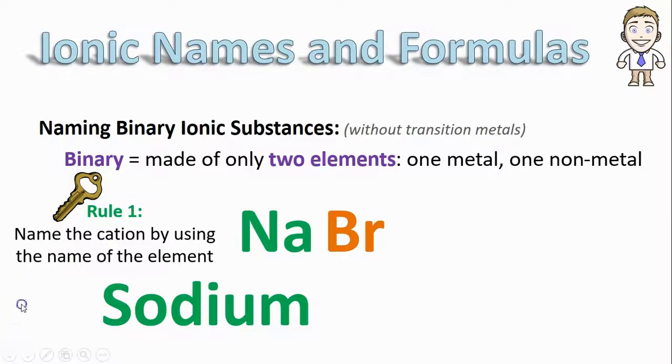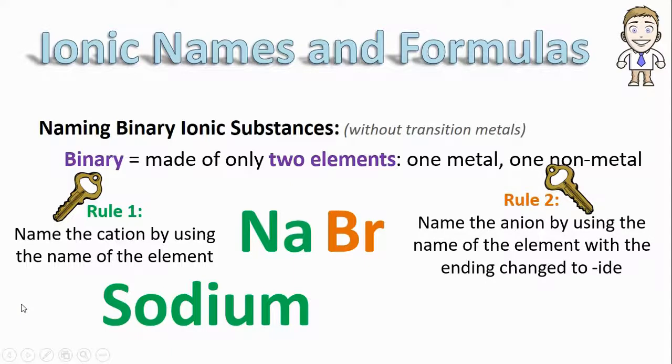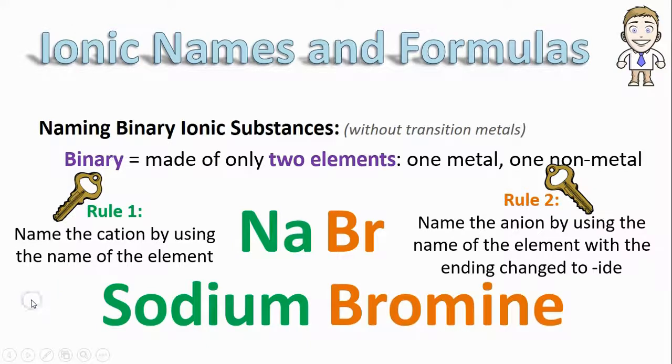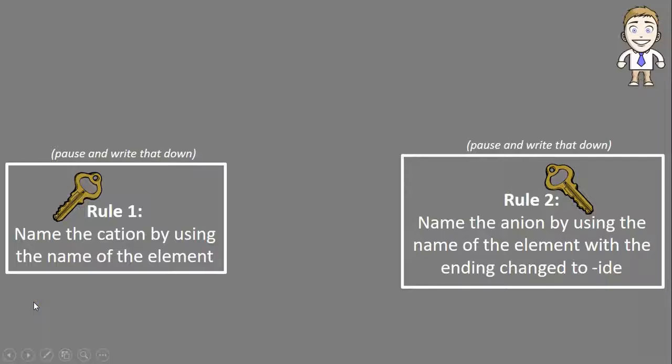The second thing you do is name the anion, and the anion is always written second in the formula. It will also always be a nonmetal. And you name that anion by using the name of the element also, but we have to change the ending in this case to ide. So Br is bromine, but we'll drop the ine and instead change it to ide, making the full name for NaBr sodium bromide. It's also probably a good idea to write these two rules down since they make up the only two key ideas for this video.